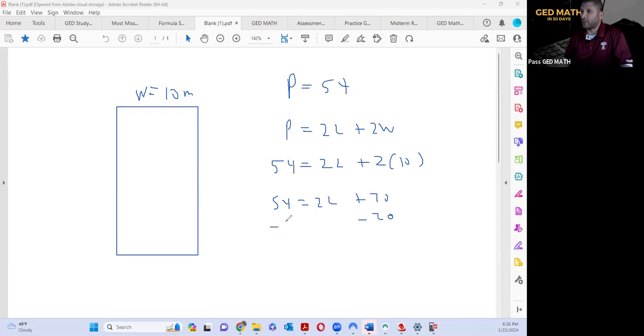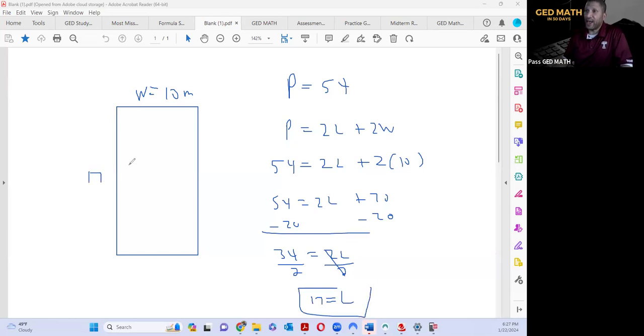Subtract 20 from both sides. You get 34 equals 2L. Divide both sides by 2. Cancel the 2's. L equals 17. Okay, this side is 17. Area equals length times width. 10 times 17 is 170 meters squared. Did we get the same exact answer?